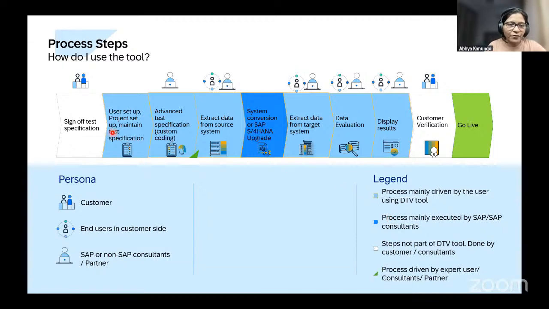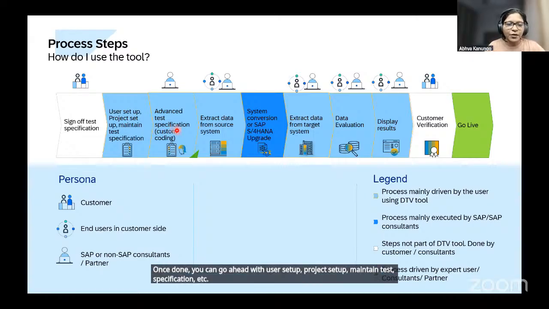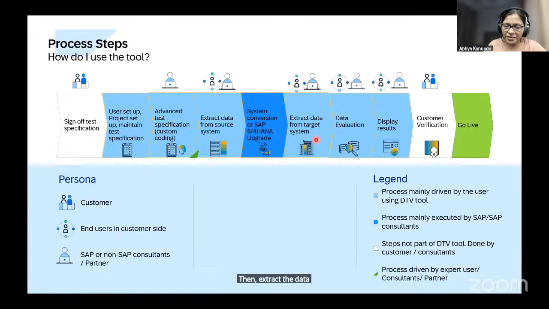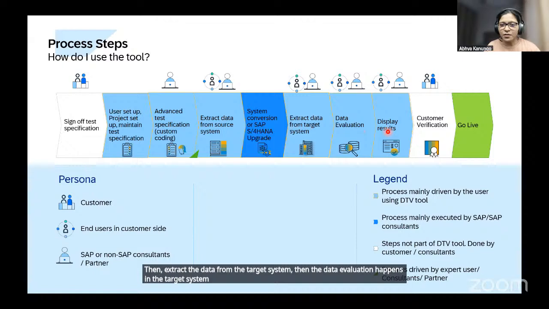Once done, you can go ahead with user setup, project setup, maintaining the test specification, etc. Then you can do the advanced test specification and custom coding part, then extract the data from the source system. Then you can go ahead with system conversion, the SAP S/4HANA upgrade, or your lean SDT procedure. Then extract the data from the target system. Then the data evaluation happens in the target system. Finally, the results will be displayed. This is the step that the end user needs to perform. Then finally, the customer can verify and go for go live.